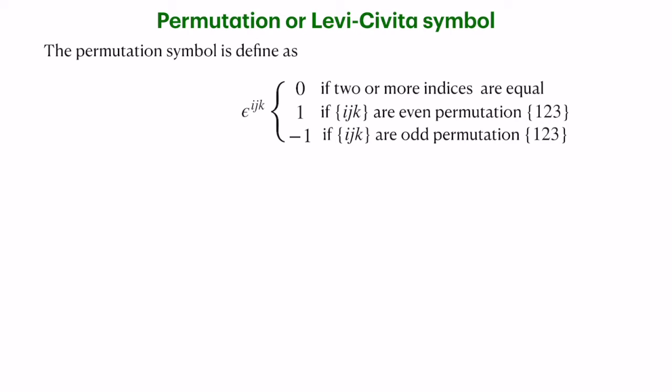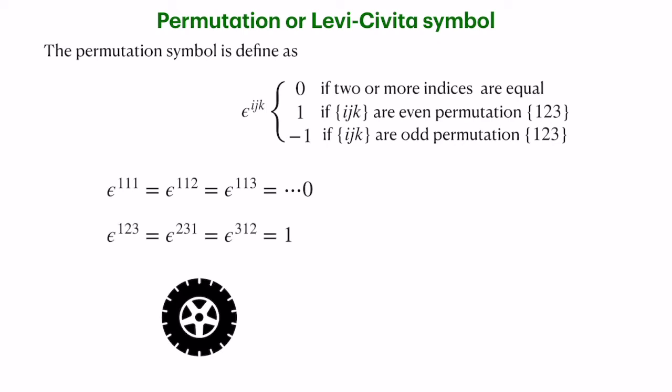That is because you have flipped the indices or rotated in a clockwise direction. Now with that we have epsilon 111, epsilon 112 and epsilon 113 all equal to 0, and we have many such components. The other thing is that for an even permutation, epsilon 123, epsilon 231 and epsilon 312 are all 1.